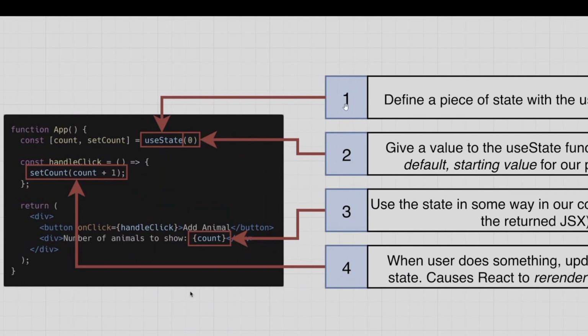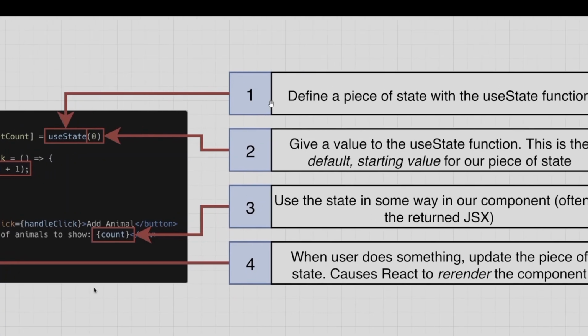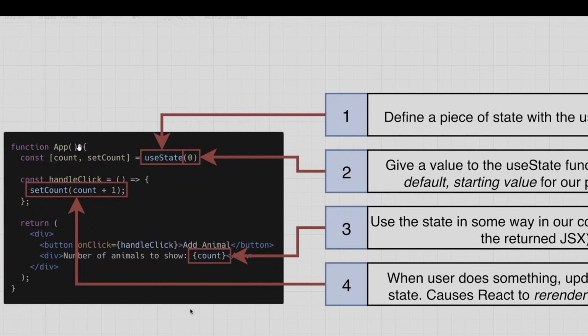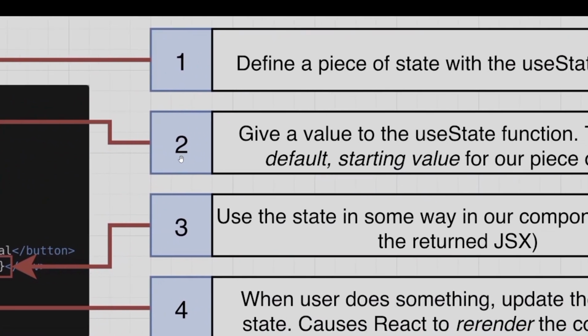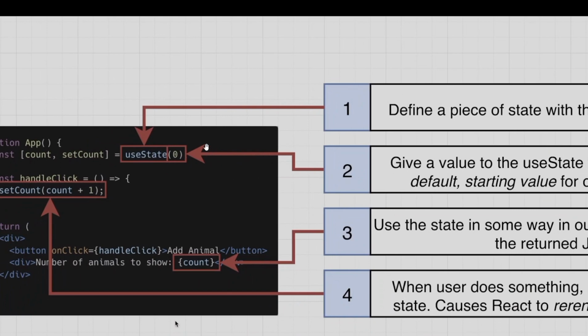So there are a total of 4 steps, out of which the first step is defining a piece of state with the useState function. As you can see, in the first step, we are defining const count and setCount. Here we are using array destructuring, and then we are setting it equal to useState, and here we are putting 0. So what is 0? 0 is the value given to the useState function, and this will be used as a base value whenever the app renders for the first time.